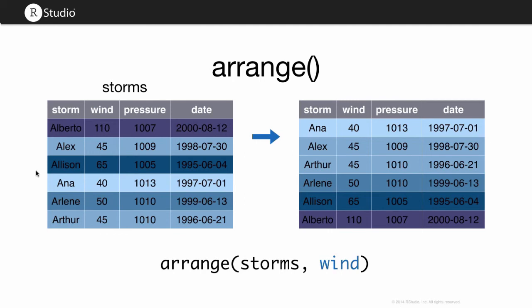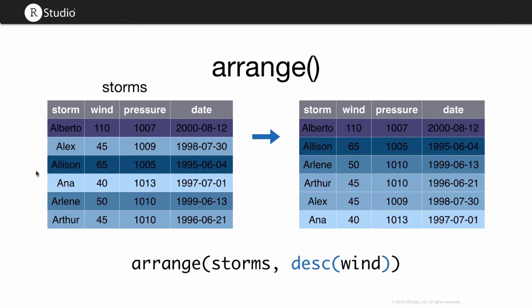If you wanted to reorder them in a different way, in descending order, you can use this helper function desc, which stands for descend, and just wrap that around the variable whose values you want to be ordered from highest to lowest. So now the highest wind is at the top of the data frame.